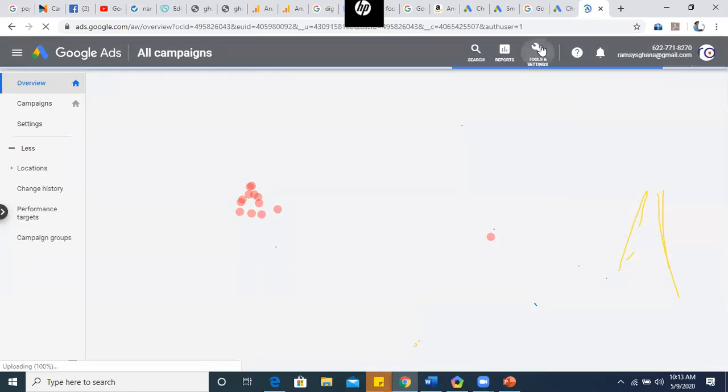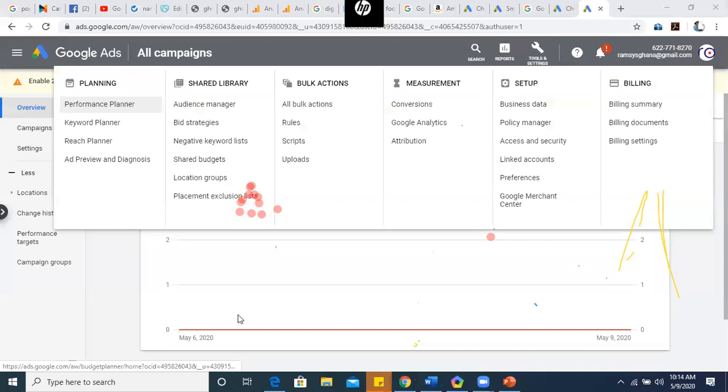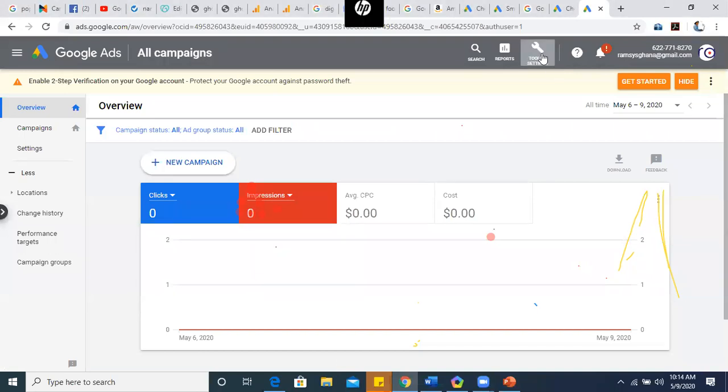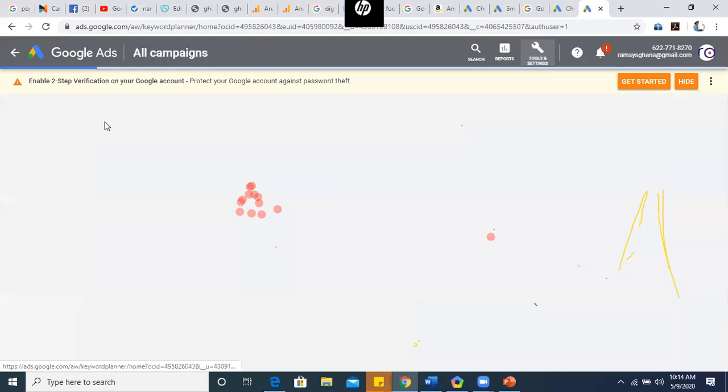Okay, so when it comes to the tools, I was doing something on Google SEM, that's why. When I come here, you see the Google Planner. Let me show you how we did it. We came to Tools and Settings, and then we had the Keyword Planner. When you click on the Keyword Planner, it will open this for you.